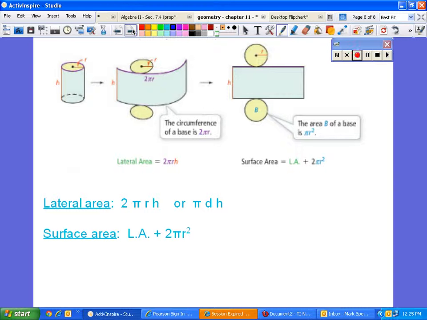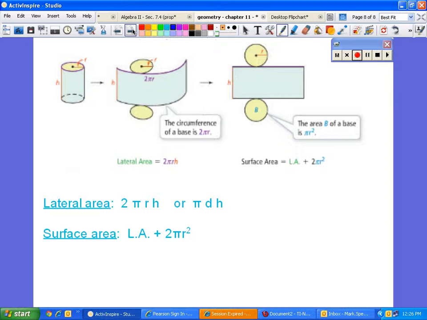So to find the lateral area of a cylinder, it's very similar to finding the lateral area of a prism. It's the perimeter of the bases, the perimeter of the top and the bottom, times the height. The difference is we don't have the perimeter of the circle, so instead we find the circumference of the circle. But you see the formula is almost the same. It's 2 pi r and then times the height, so 2 pi r h. That's the lateral area.